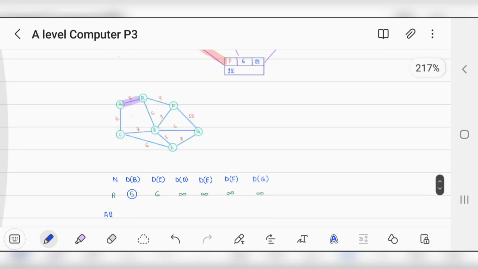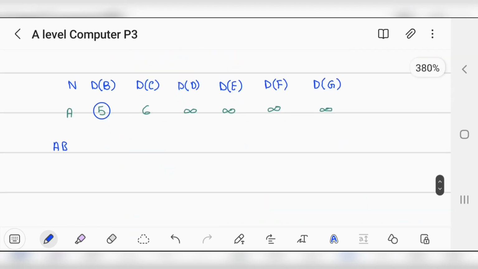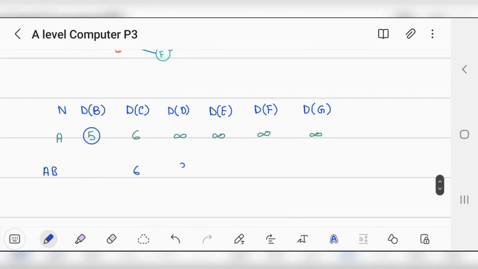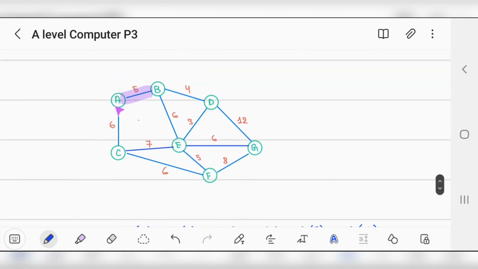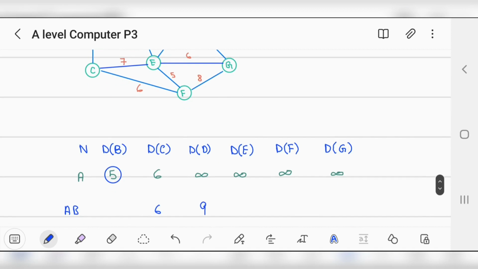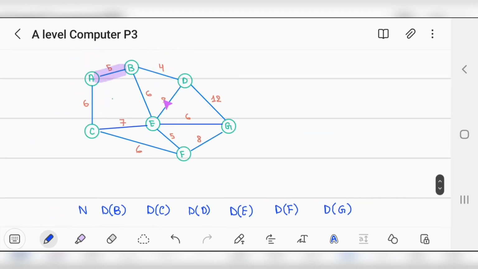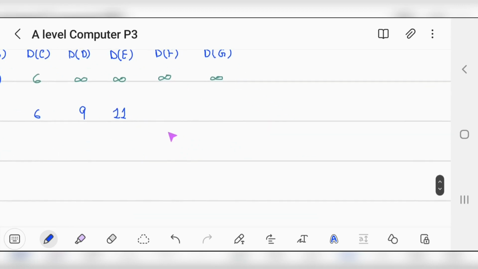6 will come down. D, the D value would be 5 plus 4, which is 9. So I'm going to write down 9. The value of E would be 5 plus 6 is 11. So I'm going to write down 11. F is infinite because we cannot reach it yet. So it's infinite and infinite.